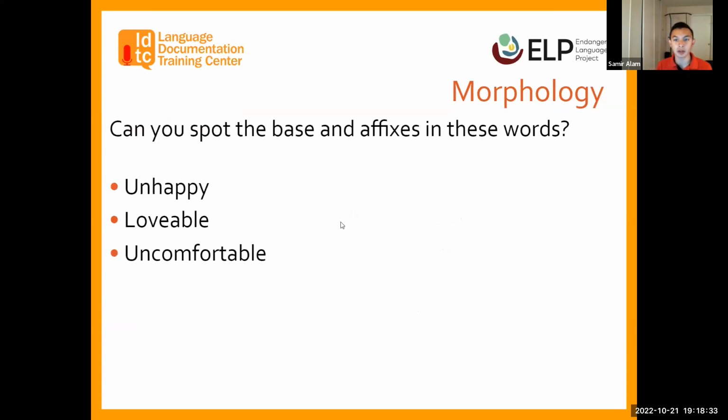All right, so here we have three English words that all have more than one morpheme. Not only do they have more than one morpheme, but each of these English words has a base and one or more affixes. So unhappy, lovable, uncomfortable. Each of these words has a base and more than one affix.